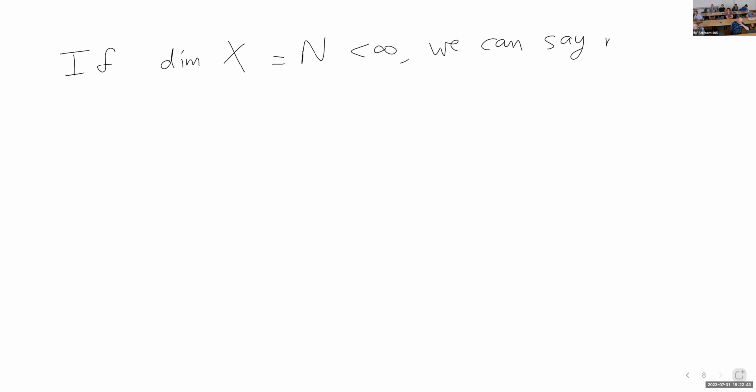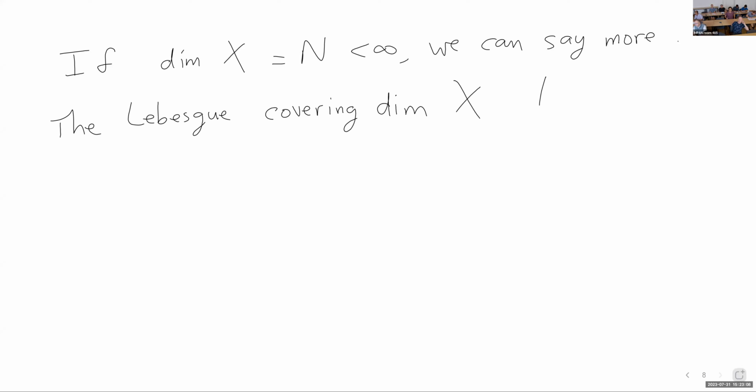So let me remind you what I mean by Lebesgue covering dimension. The Lebesgue covering dimension of, let's say, X compact metrizable. I mean, there are various ways of describing this dimension, and they're all equivalent in the metrizable setting.